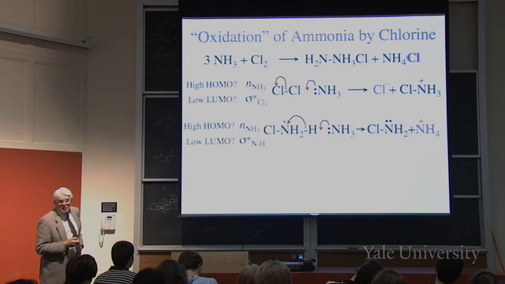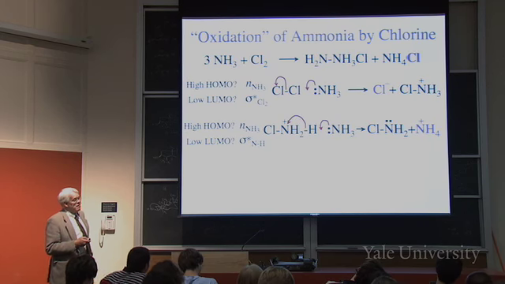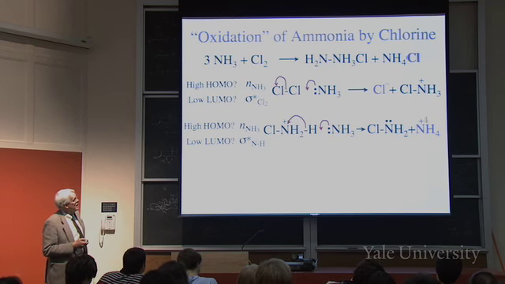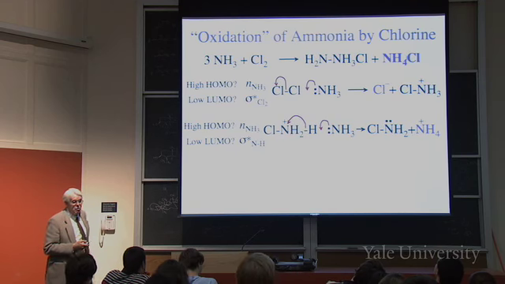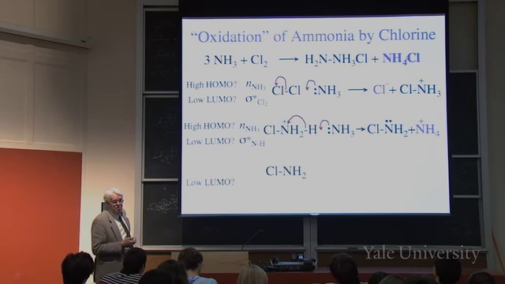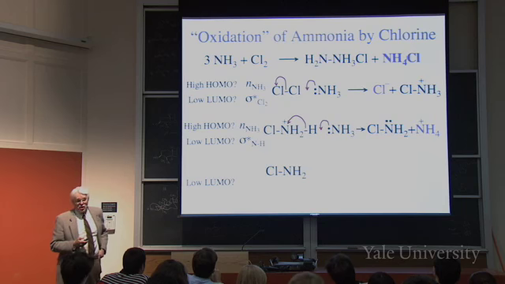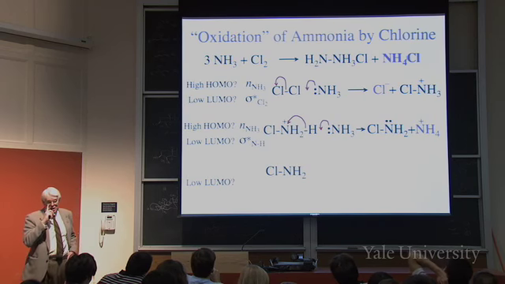So there's the product. And now I've highlighted in blue another one of the ultimate products, right? So now we've made ammonium chloride, right? We've made one of the products, but we need the other one. But we have this product from the second reaction. Now, what do we have for a low LUMO here?